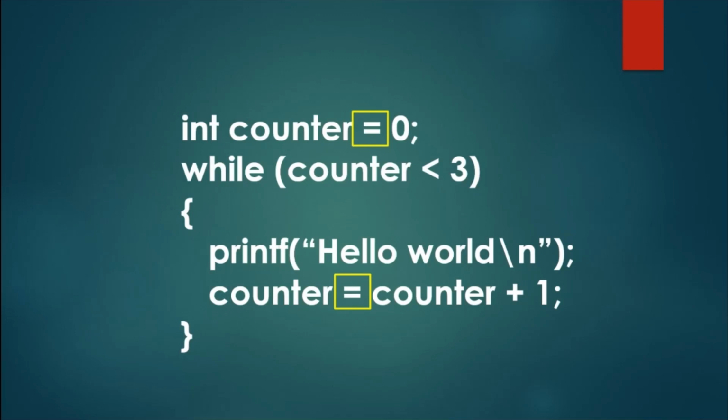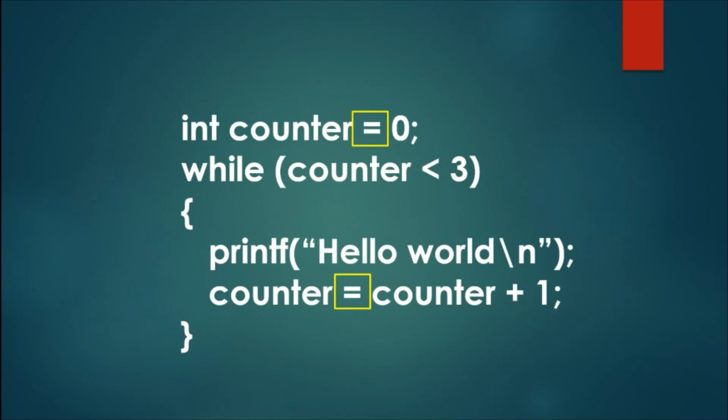And remember, this single equals does not mean equality. We're not saying here that the counter is equal to the counter plus 1. That wouldn't make any sense. We're saying here to take the counter variable, which is 0, and add 1 to it, and then store that new value into the variable called counter. So if counter is 0, when the compiler gets to this line, it'll add 1 to 0 and give us 1, and then store 1 into the counter variable, essentially incrementing the counter variable.